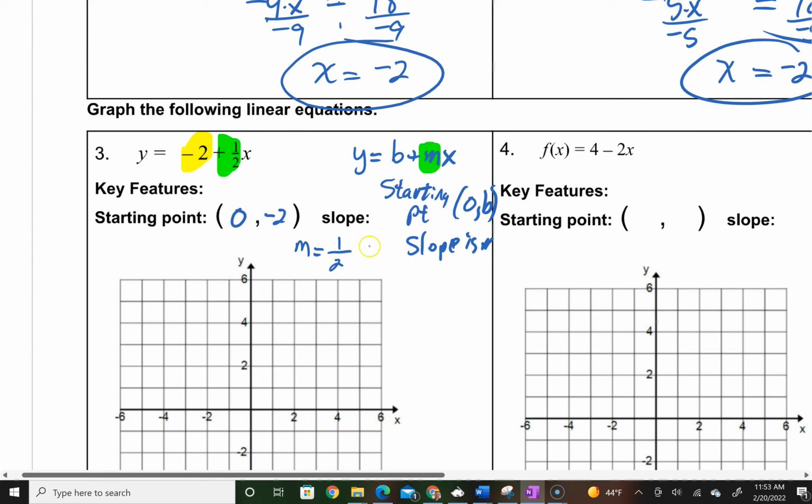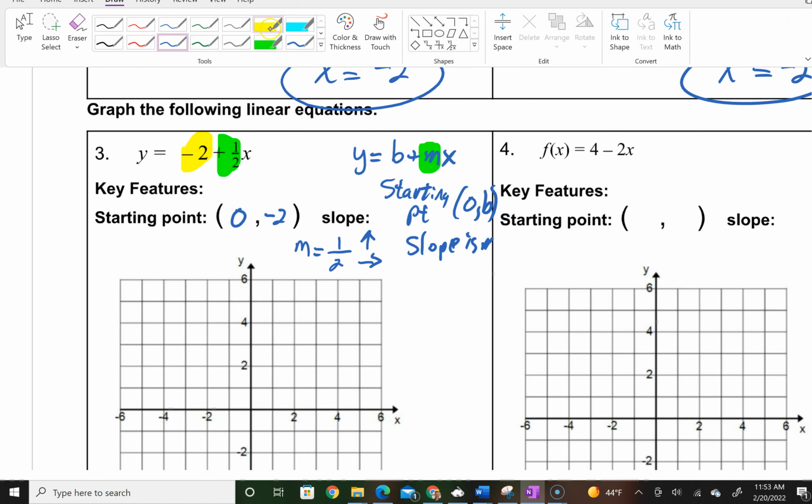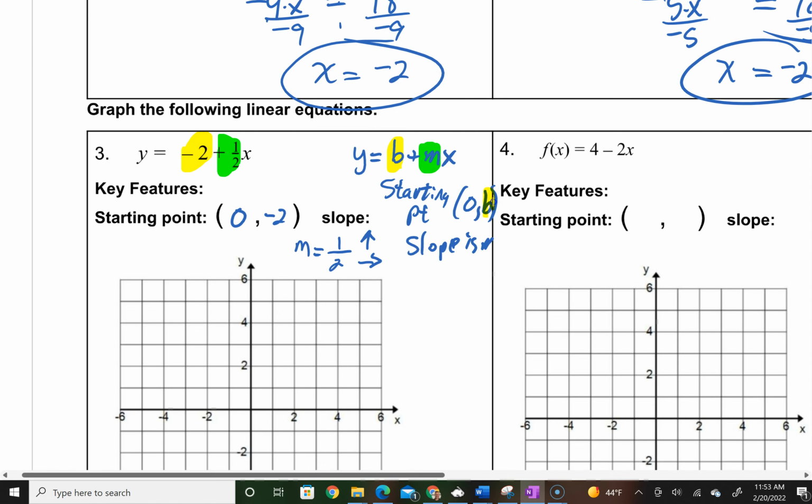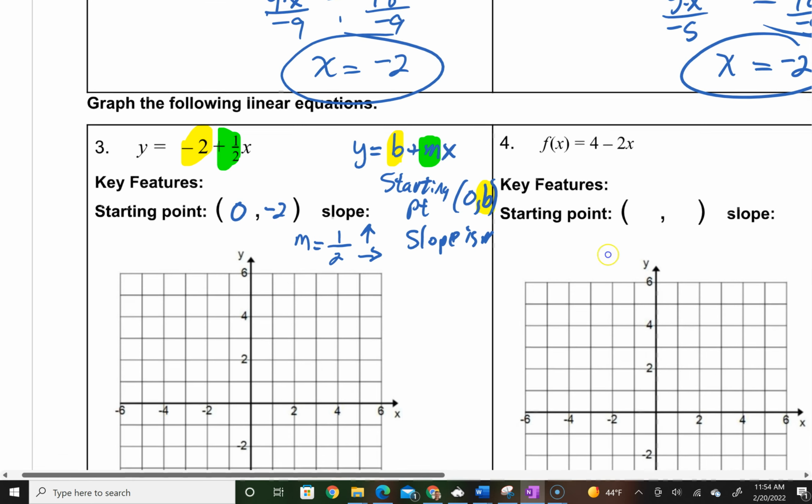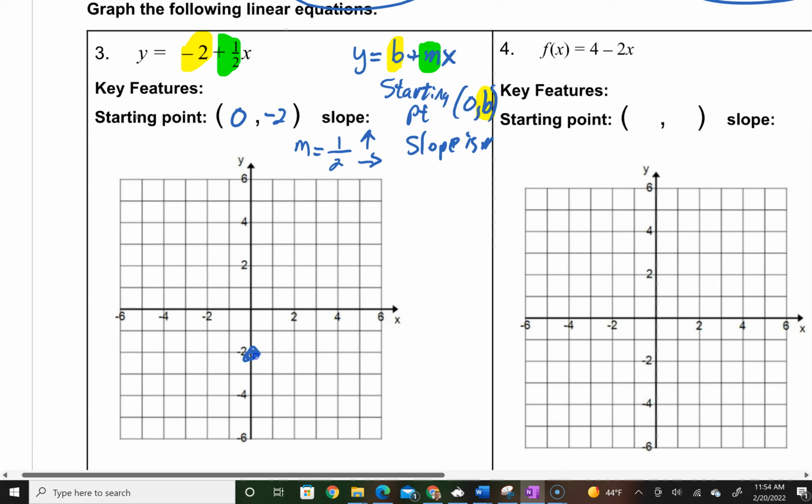And slope is always giving you two directions. It's rise over run. So hopefully you can see where we're going with this. You've got your starting point. That's always going to be the number that's not multiplied to x. And we're going to start with that. That b can even mean to begin. 0, negative 2, well, it's right here. Slope, go up 1 step, go 2 steps to the right. Go up 1 step, go 2 steps to the right. Keep doing that.